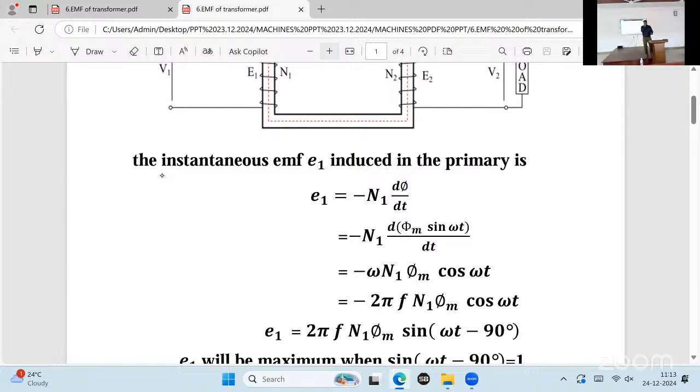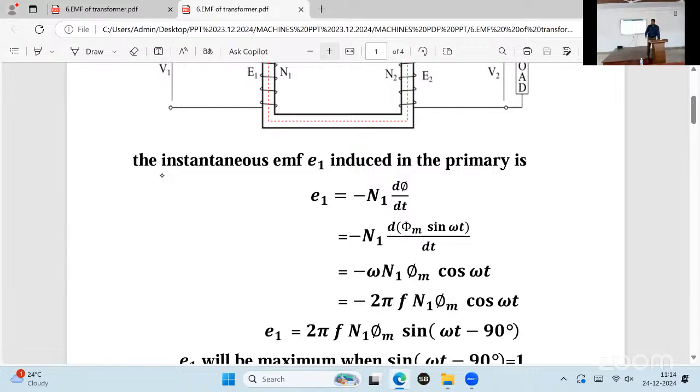Again, I am telling. What is the formula we required? First, what is the equation we required? Phi is equal to phi m sin omega t. Confirm. First equation, phi is equal to phi m sin omega t. Second one, which formula? Faraday's second law. What is the formula? E is equal to minus N1 into d phi by dt. Faraday's second law.